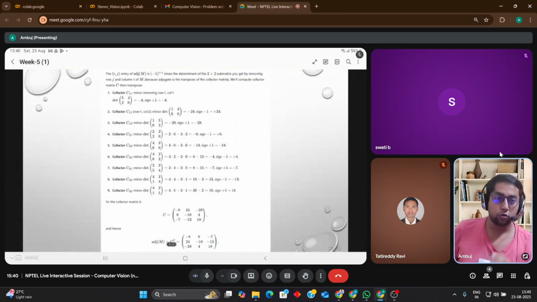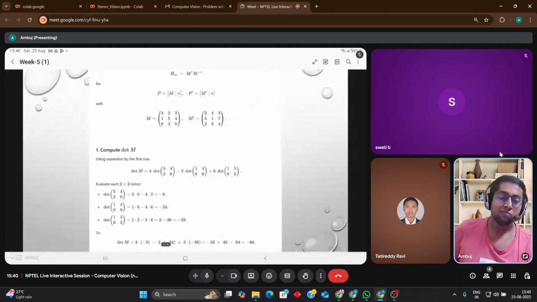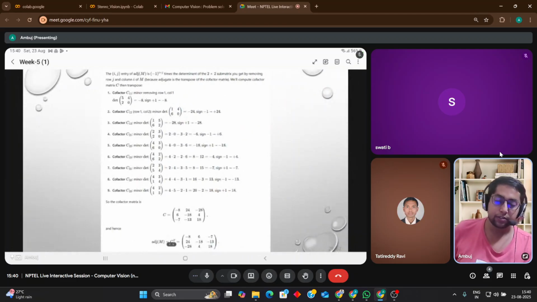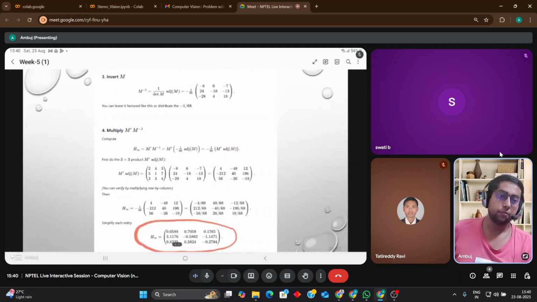Take a pen and paper, note down what is the matrix M, and how we can compute the operation M inverse. First, we have to take the determinant, then we have to compute all the cofactors, then we have to take the adjoint of M, which is the cofactor table transpose. Then you have to invert the M. Inversion means nothing but 1 upon determinant of M multiplied by adjoint of M. Then you try to multiply M dash by M inverse and compute the matrix H infinity.